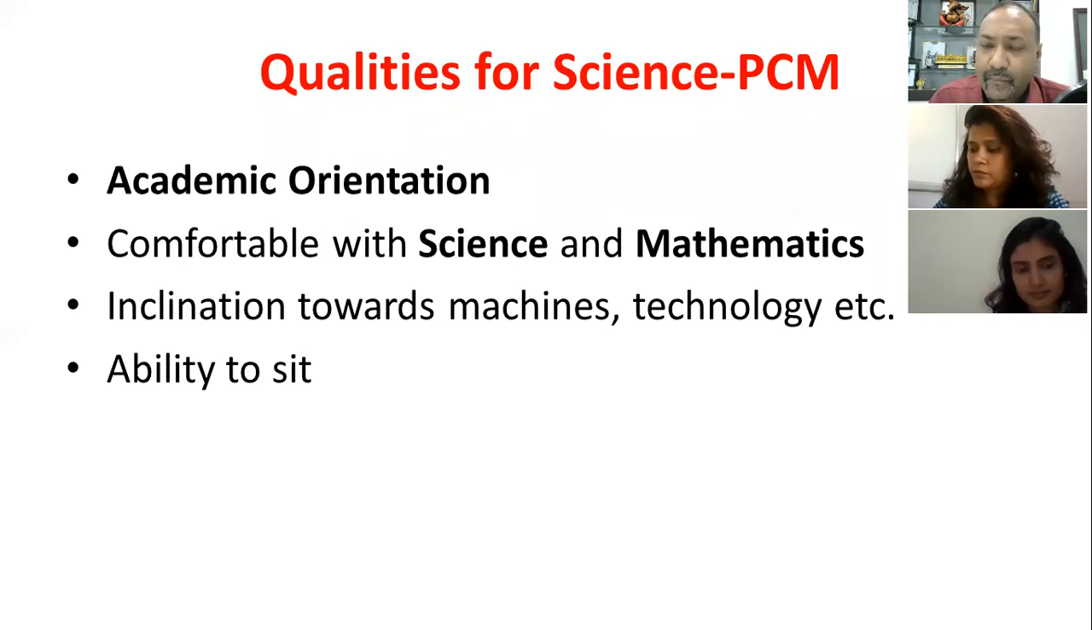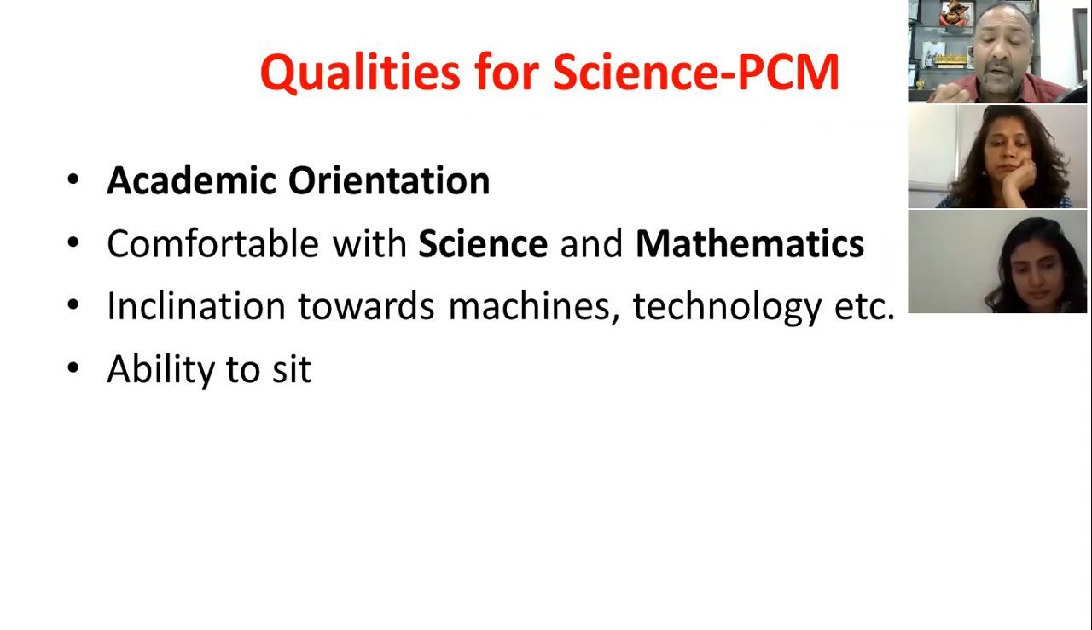Who is the right candidate to go for the combination of physics, chemistry, and mathematics? Number 1, you need to be high at academic orientation. Whether you have people orientation or not, whether you have practical orientation or not, it really does not matter much. But academic orientation has to be there. Second, the candidate who has taken the combination of physics, chemistry, and mathematics has to be comfortable with the fundamental sciences, specifically physics and chemistry, along with mathematics.